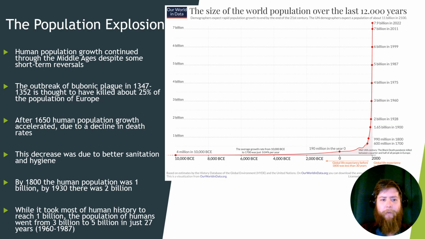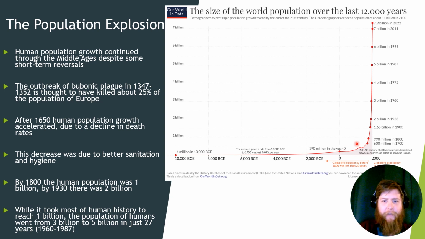We then come into the population explosion here, where through the Middle Ages, we are continuing to grow. Every couple of years, we have some short-term negative growth. In 1357, which is still up here, the bubonic plague came through, and it killed about 25% of the European population. So it was a massive blow to the population of those areas.